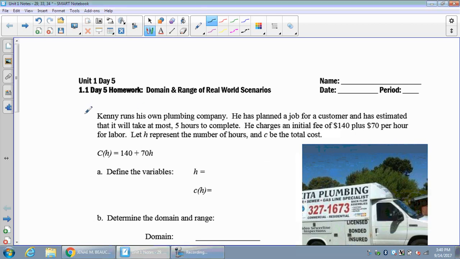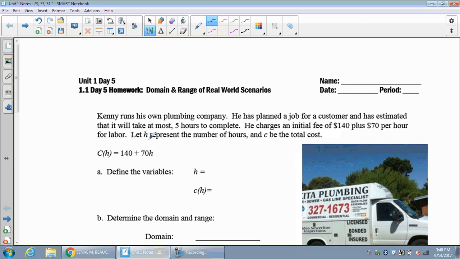Let's read this first one. And some of us may have actually already tried this if we've been doing our class practice, so this will be a great way to check our answers together. It says, Kenny runs his own plumbing company. He has planned a job for a customer and has estimated that it will take at most 5 hours to complete. He charges an initial fee of $140 plus $70 per hour for labor.